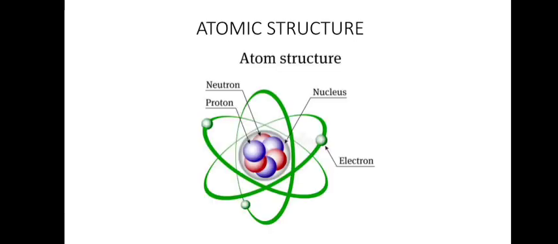Here's an example of the atomic structure. It is made out of neutron, proton, electron, and nucleus. Neutron and proton stick together at the nucleus while being surrounded by electrons, which spin around the orbit.